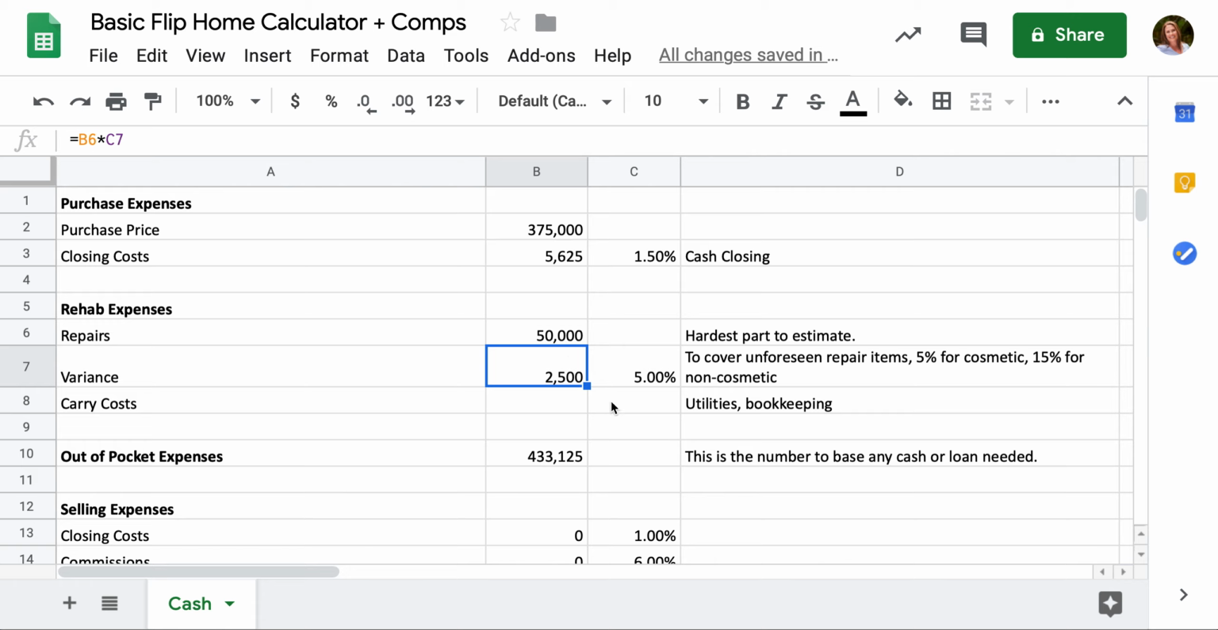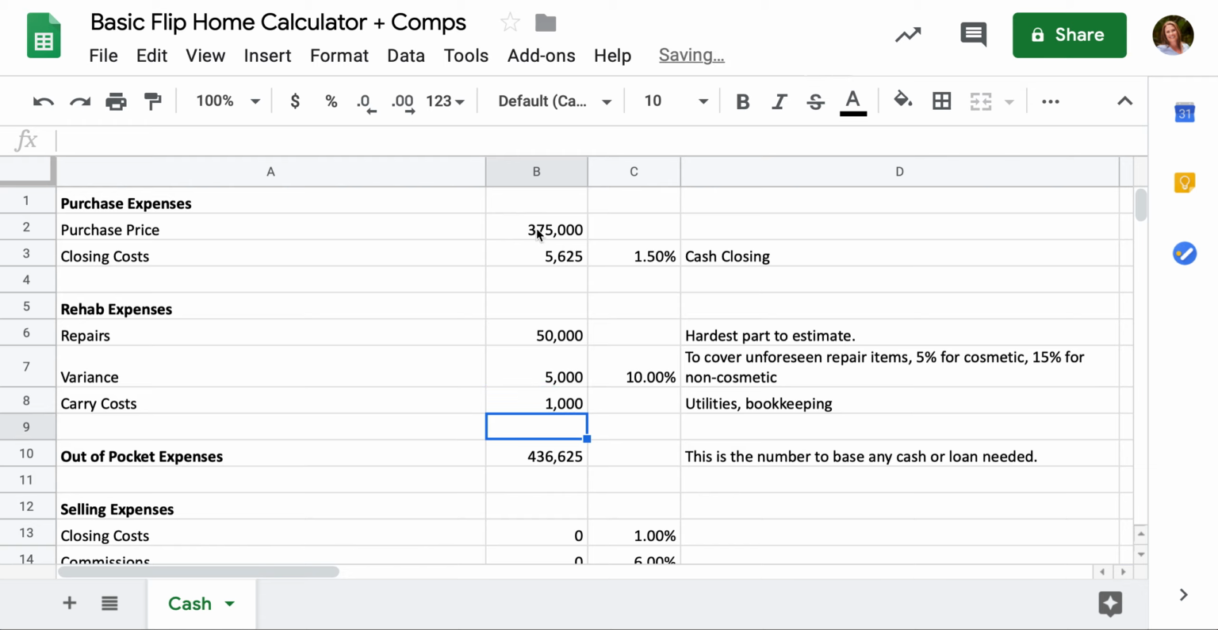For this example property, I'll put our variance at, let's say, 10%, just to give me some buffer. So that calculates $5,000 extra dollars, just some float room in there if you mess up the repair estimate. Carrying costs, things like utilities, bookkeeping, property taxes while you own the property. So put that at $1,000.